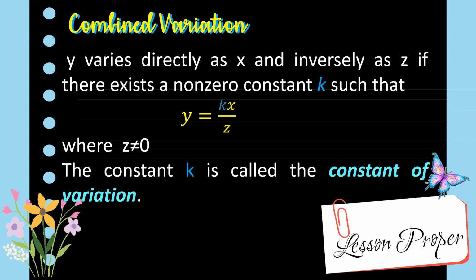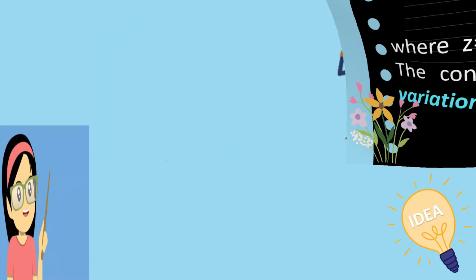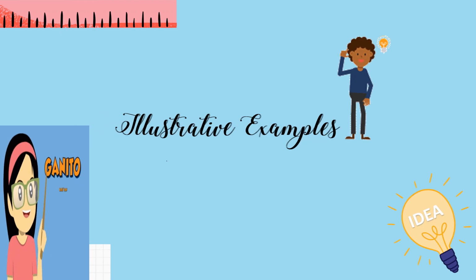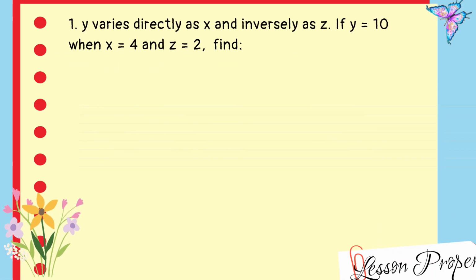And it can be presented as y equals kx over z, that is y varies directly as x and inversely as z if there exists a non-zero constant k, where z is not equal to 0. The constant k is called the constant of variation. Y varies directly as x and inversely as z. If y equals 10 when x equals 4 and z equals 2, find the constant of variation.